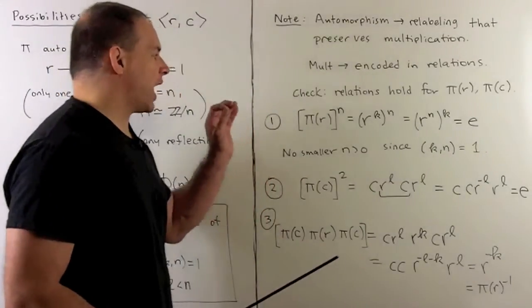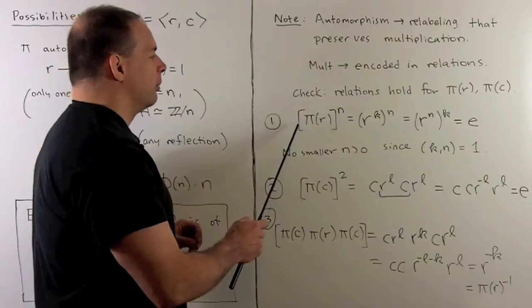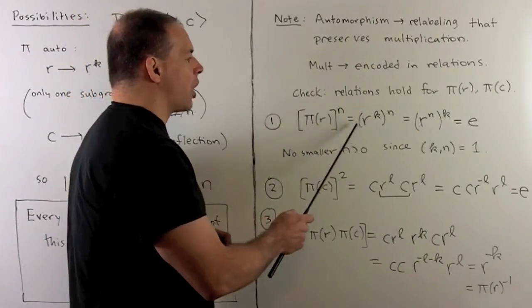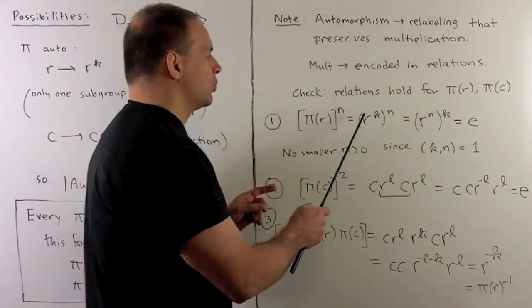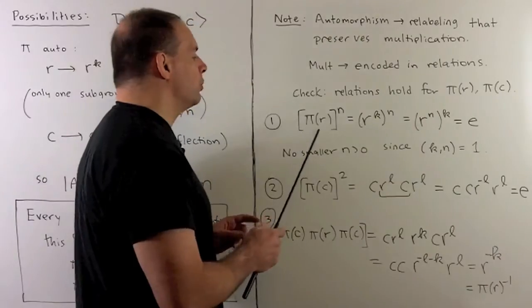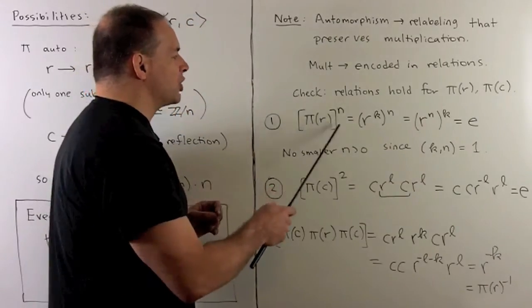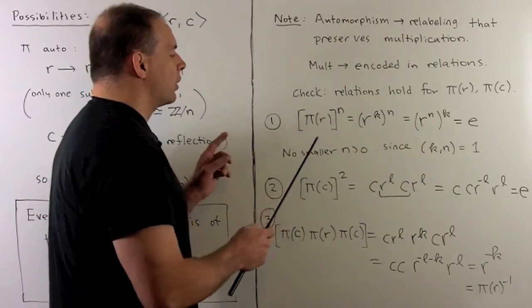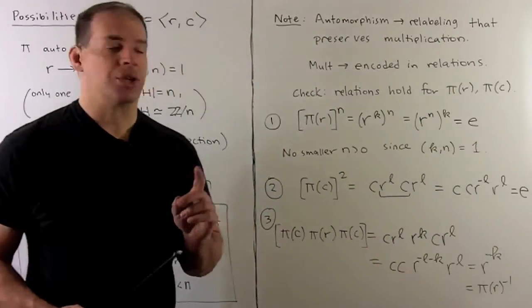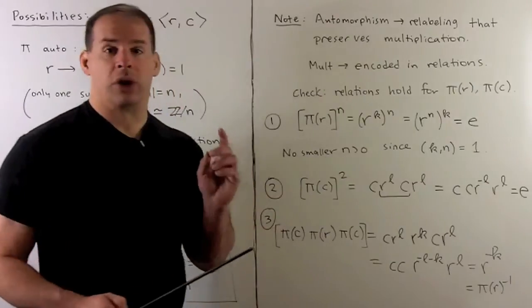So let's just check. If I take pi of R and raise it to the nth power, well, we're sending this to R to the k. We could switch the exponents. This goes to the identity, and that gives us our first relation. If we try this for any smaller exponent, it's not going to work because k and n are relatively prime. So pi of R has order n.